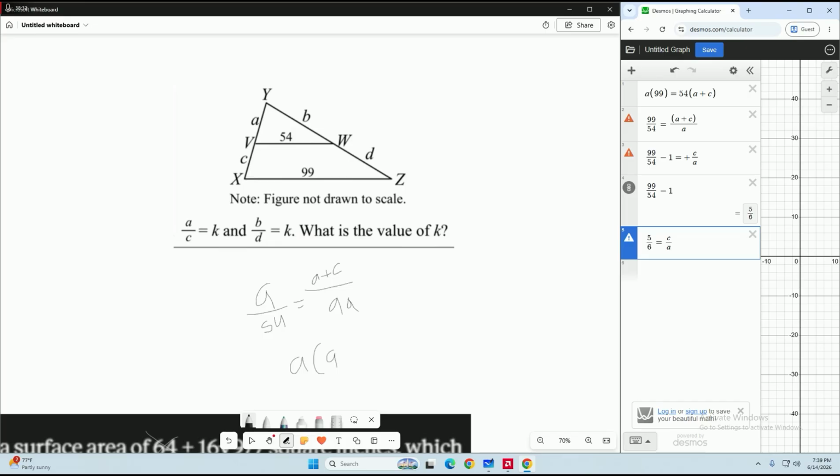We're asked for the value of K, where K is A over C. So if I take the reciprocal of both sides, I get that A over C is equal to 6 over 5. So 6 over 5 is the value of K, which is my correct answer to this question.